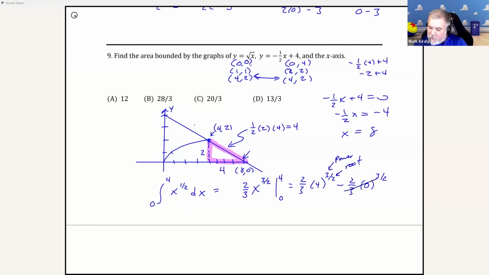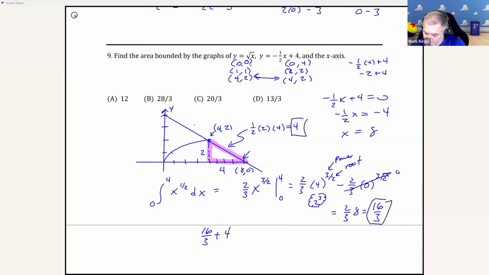The 0, I feel pretty confident, that's going to be 0. But the square root of 4 is 2. And then 2 cubed is 8. So I'm going to get 2/3 of 8, or 16 thirds. And then for my final answer, I'm going to add 16 thirds to that area, 4. And 4 is going to be 12 thirds.